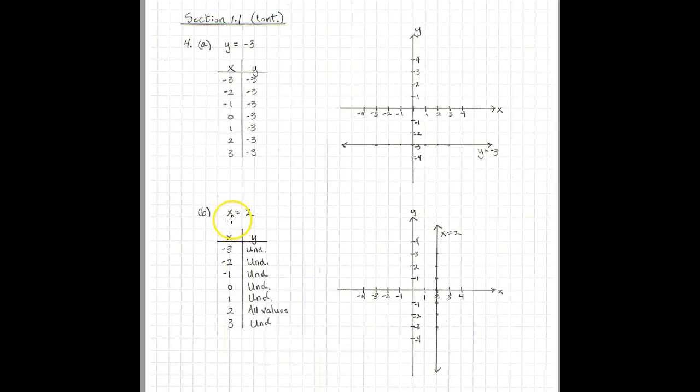Similarly, in this one, x can only be 2. For all of these other values of x, y is not there. There is no y for any of these other values of x except that x equals 2. So when x is equal to 2, y can be anything, so it's just a vertical line. So we have a horizontal line of y equals minus 3 and a vertical line of x equals 2.